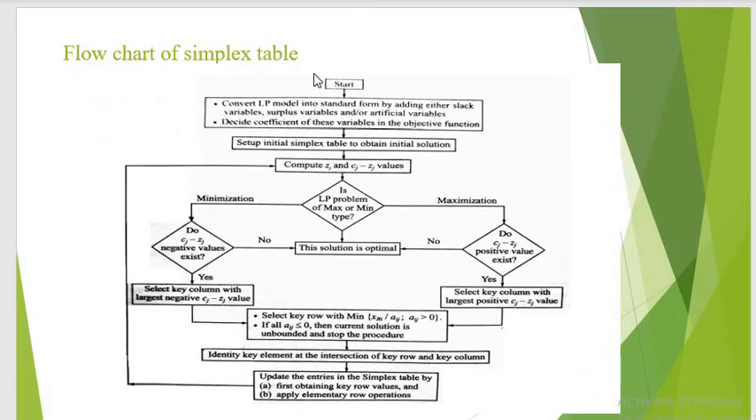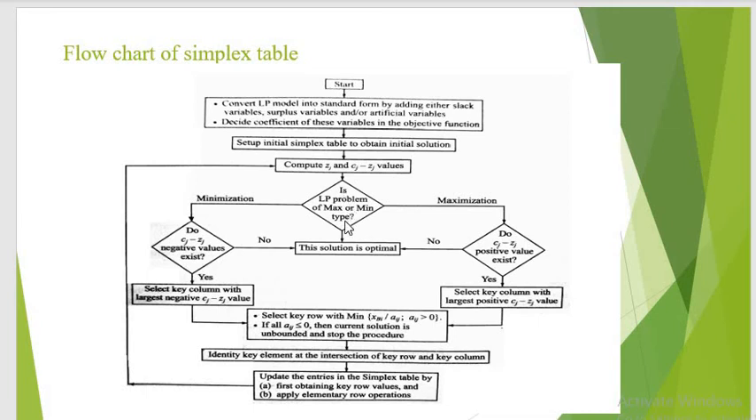This is the flow chart of the simplex table. Step 1, we start by converting the LP model into standard form by adding either slack, surplus or artificial variables. Then decide the coefficients of these variables in the objective function. Then set up the initial simplex table to obtain the initial solution. Then compute Zj and Cj minus Zj values.